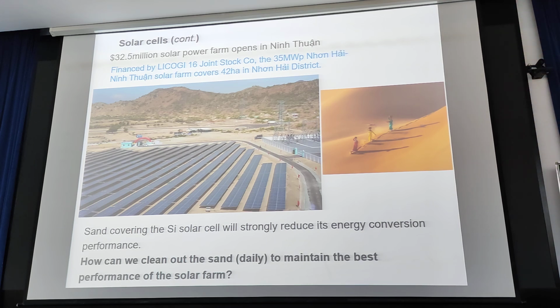So, any quick idea before we stop our lecture? We can make something at the bottom of the solar panel so it can rotate to the sunlight, so the sand would be pulled out by gravity.